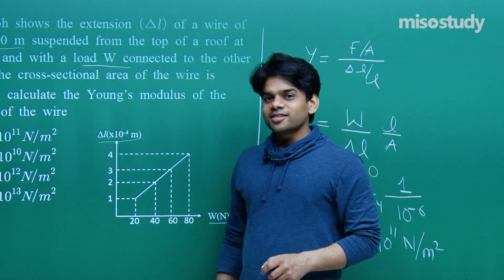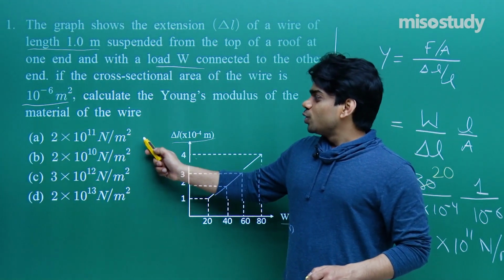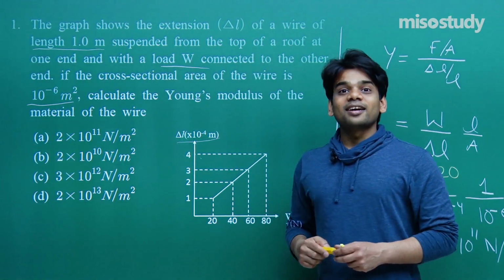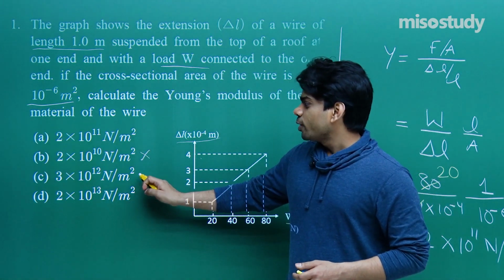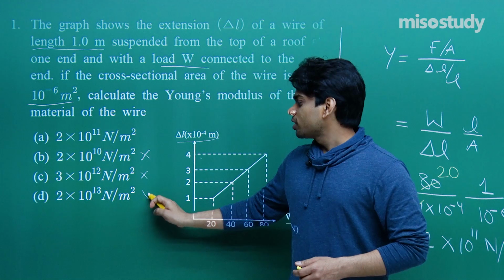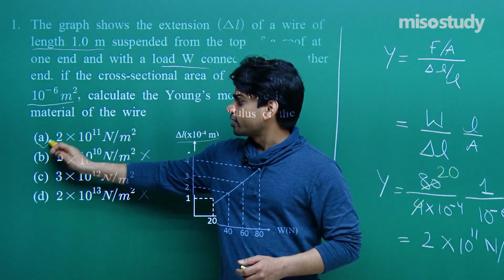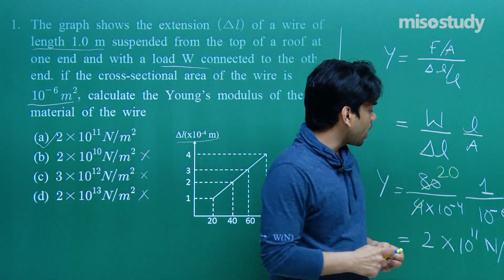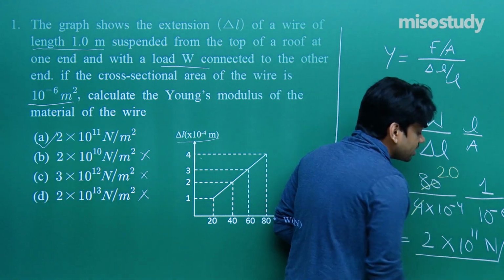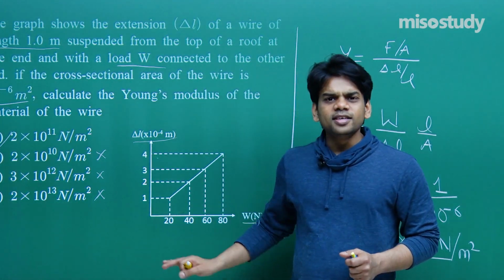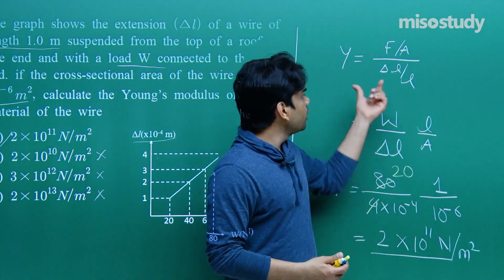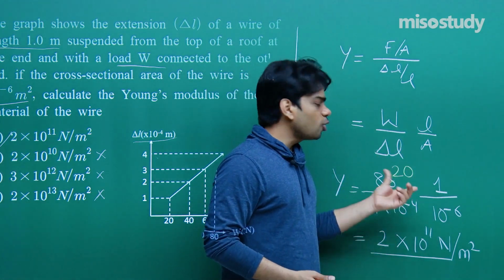Let's check the answer. First option, 2 into 10 to the power 11 Newton per square meter, that correctly matches. Rest of the answers: 2 into 10 to the power 10 incorrect, 3 into 10 to the power 12 incorrect, 2 into 10 to the power 13 incorrect. Only this one is correct, 2 into 10 to the power 11 Newton per square meter. So this is how we can obtain it when we are provided with a graph, or it is an easy question. We have to put up the formula, we have to check for the given graph how to put up the values.